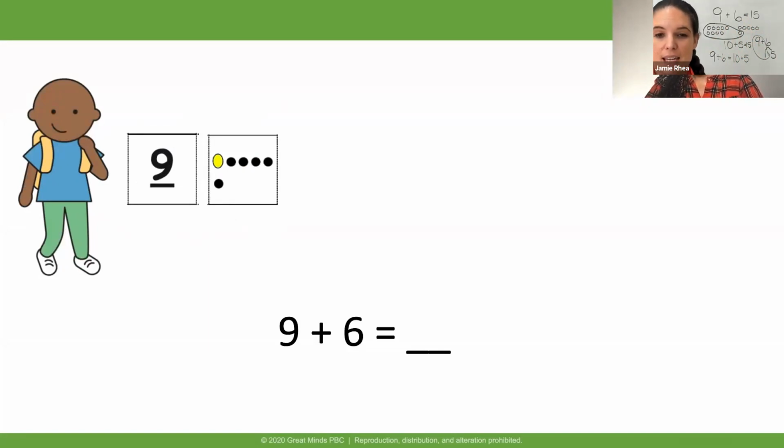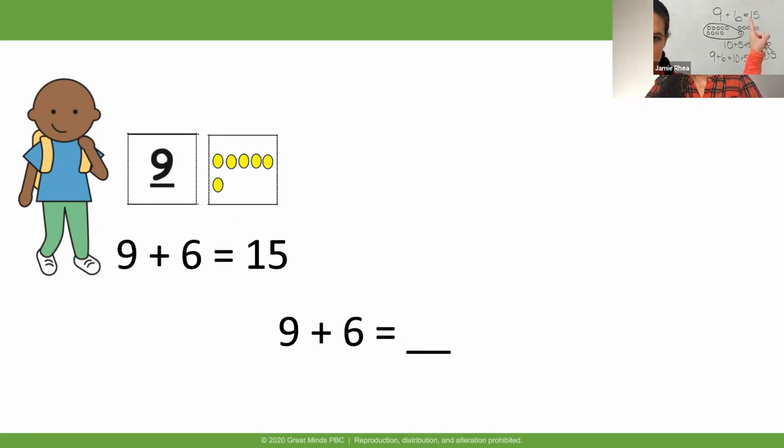9, 10, 11, 12, 13, 14, 15. So his number sentence was 9 plus 6 equals 15. Great work, Elijah. Thank you for letting us learn from you. Well, now let's look at my friend Maria's work.